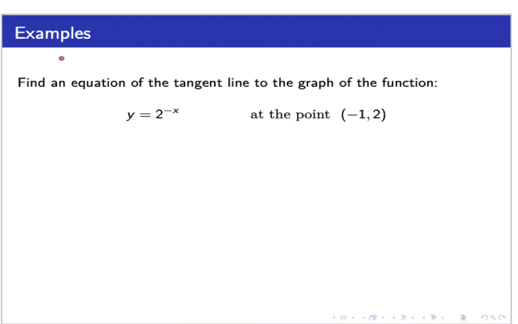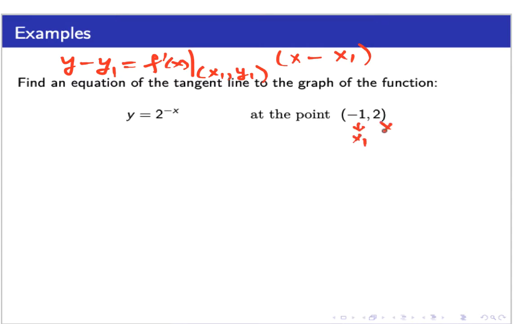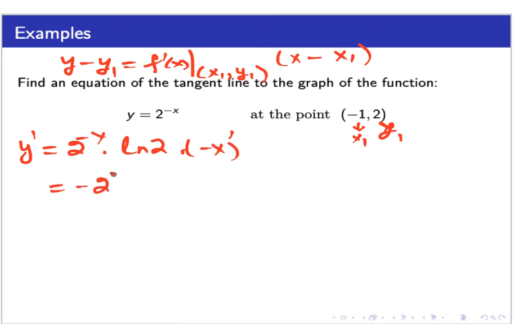Okay, so what's an equation of a tangent line? It's y minus y1 equals f prime of x evaluated at x1, y1 times x minus x1. So now my x1 is minus 1, y1 is 2. So the main thing is taking the differential, which is y prime, which is what? 2 to the power minus x times natural log of 2 times differential of minus x. So what do we get? Minus 2 to the power minus x natural log of 2.